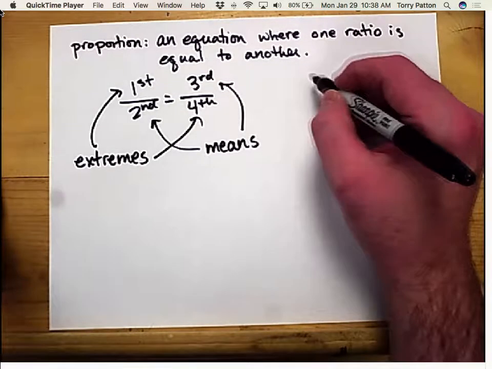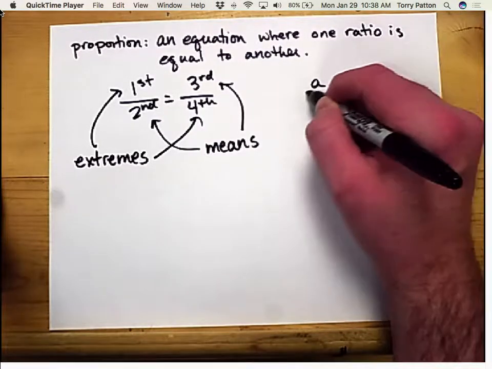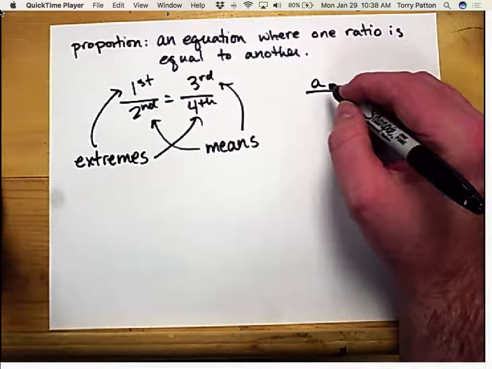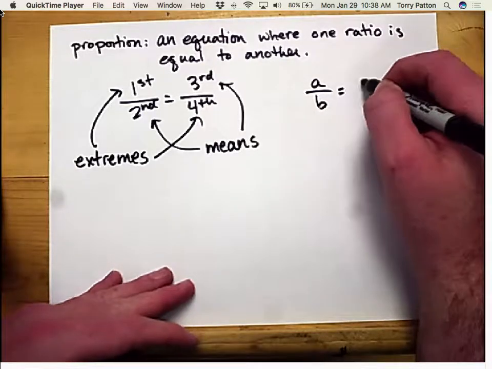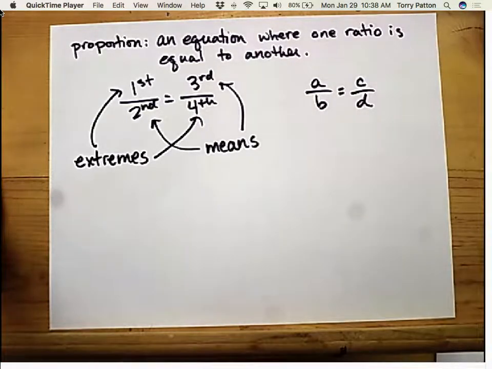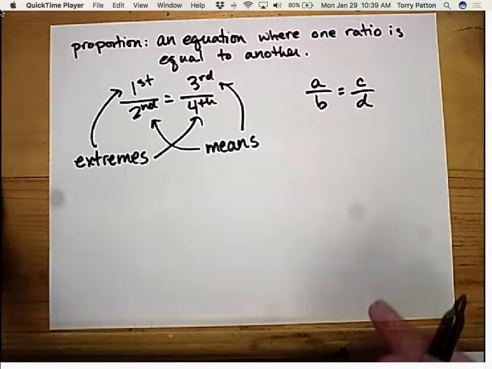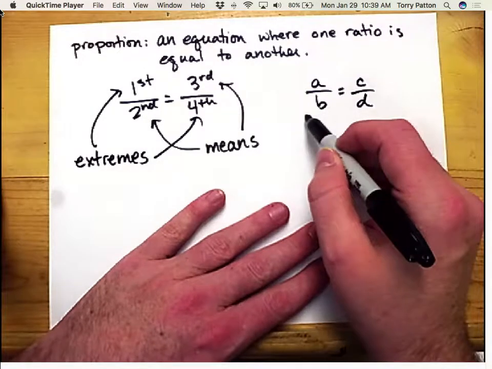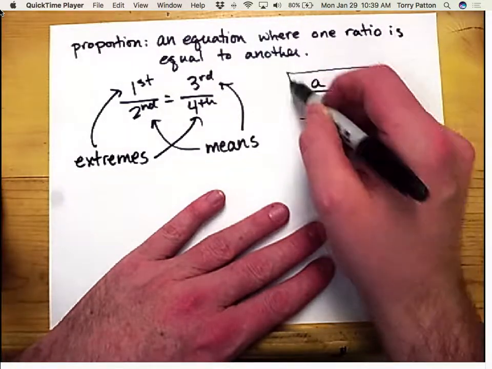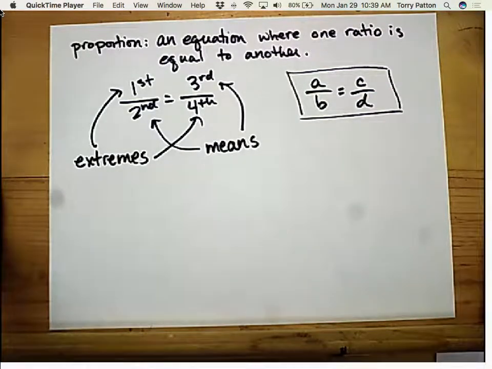So let's say you had a proportion, and I'm going to give them all variables. So let's say you had A over B equals C over D. Which 2 variables would be called the means? B and C are the means, A and D are the extremes. Okay? Well, what if we wanted to simplify this proportion so that it had no fractions?